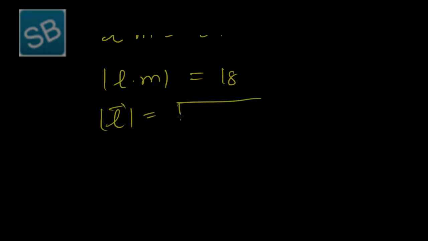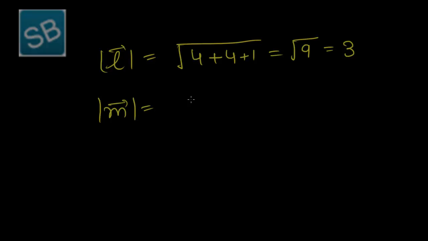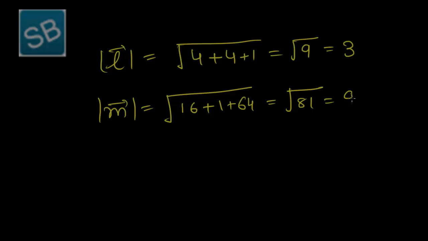Therefore, L dot M is equal to 4 into 2 is 8, plus 2 into 1 is 2, plus 8 into 1 is 8, that is 18. So its modulus value is also 18. And what is the magnitude of vector L? That is under root 2 square, that is 4, plus 2 square, that is 4, plus 1 square, that is 1, that is under root 9, that is 3. It is a modulus value, so it is positive. Now the magnitude of vector M is under root 4 square is 16, plus 1 square is 1, plus 8 square is 64. So it gives under root 81, that is, the modulus value of M is 9.